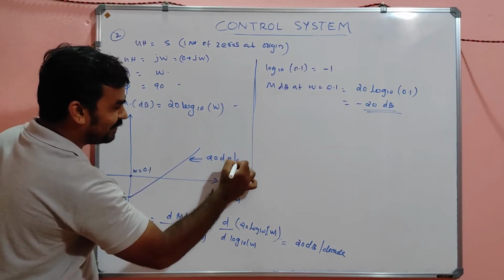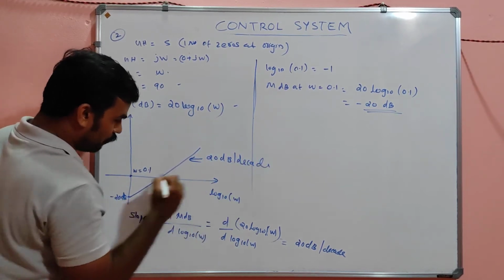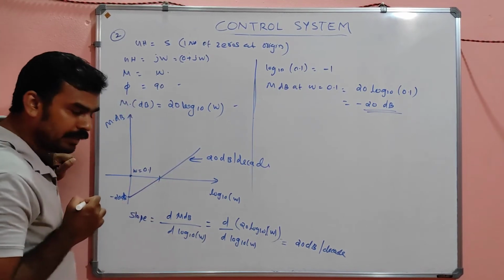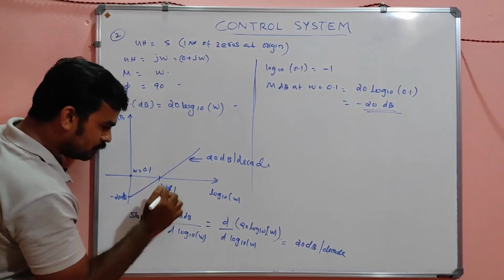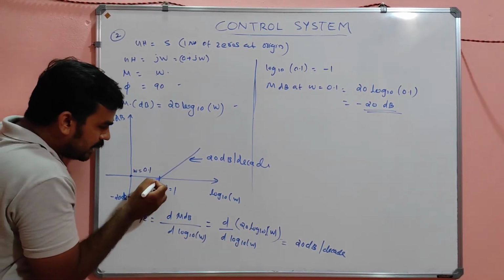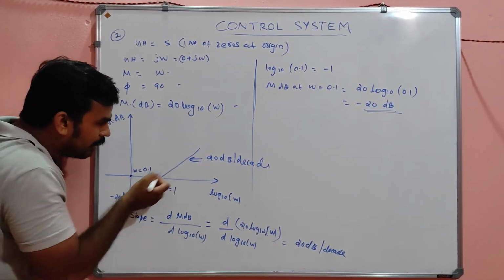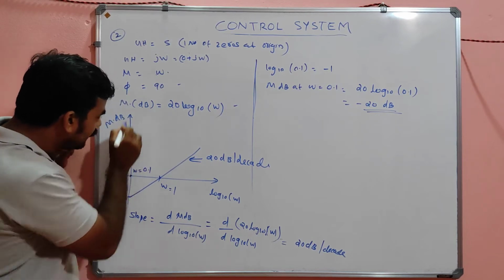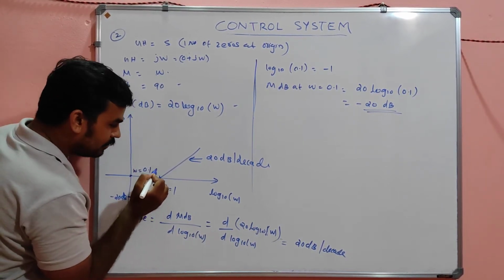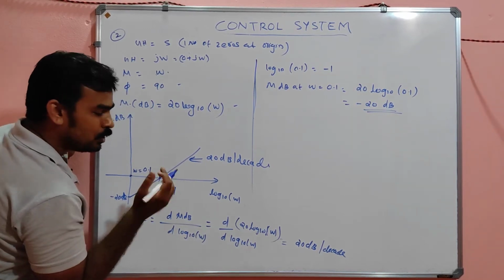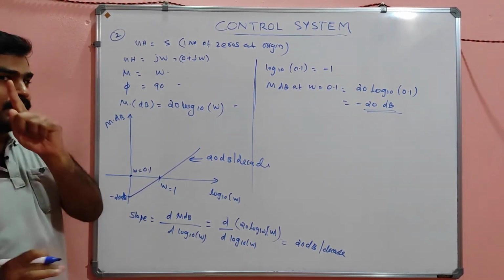20 dB per decade, not per second, per decade. This point is nothing but omega equal to 1. That is why this point is taken as omega equal to 1, because the gain here is 0. That means log 1 is equal to what? 0. So it only happens when omega equal to 1.